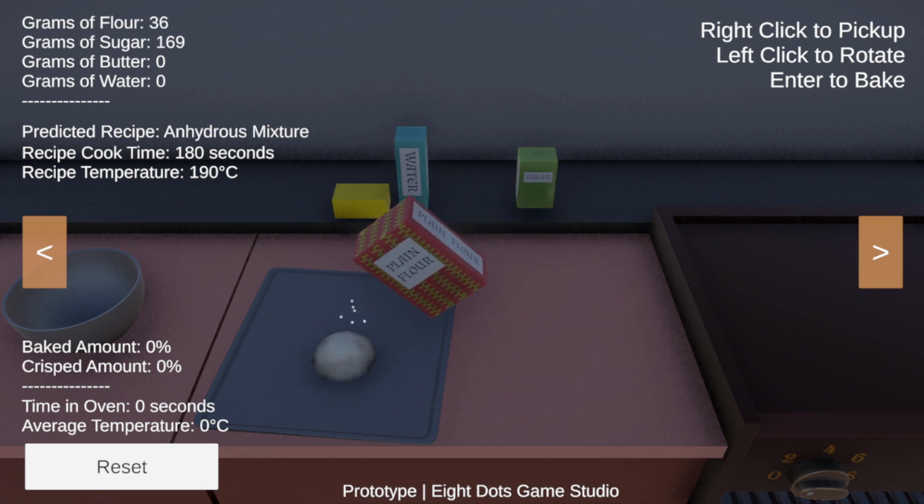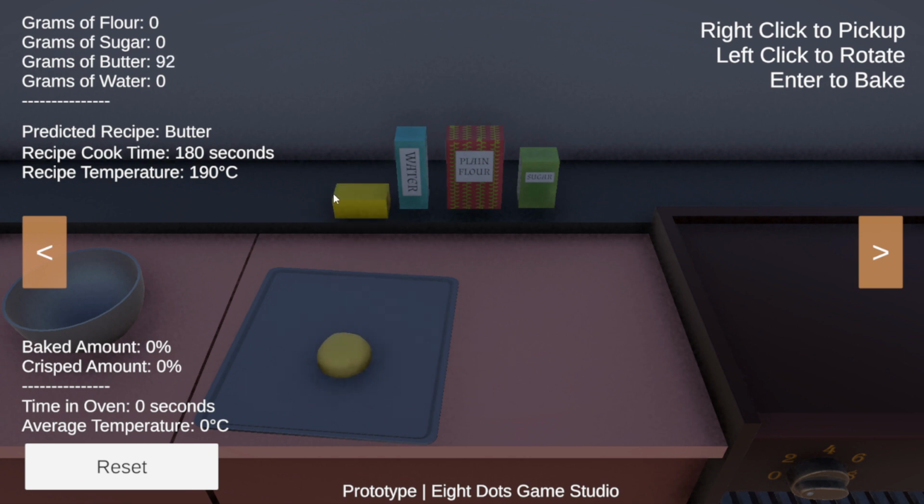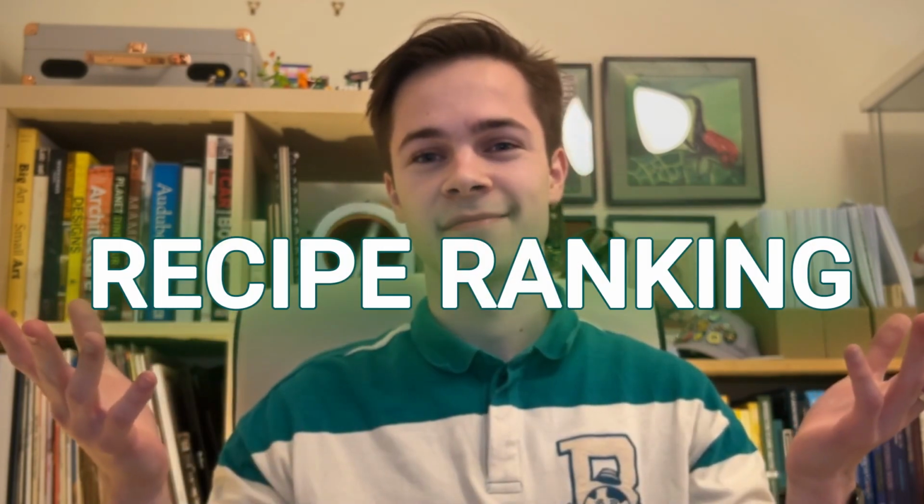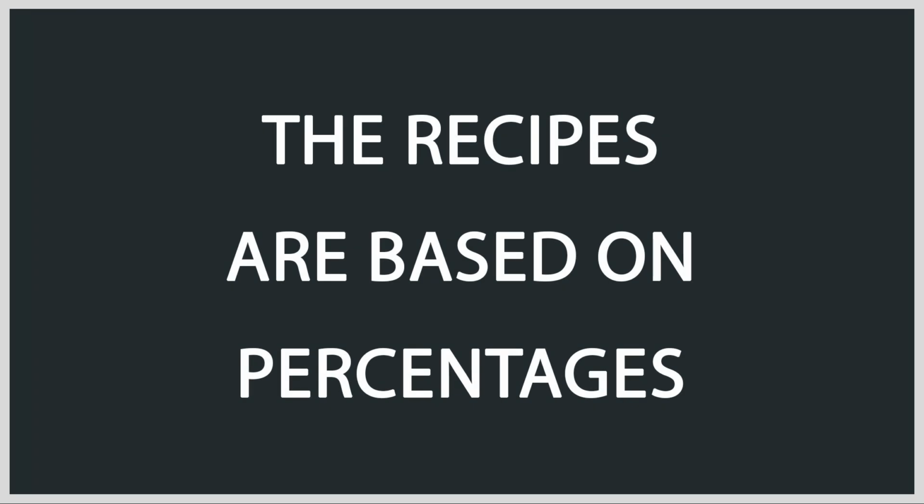For example, you can mix flour and butter in a 1-to-1 ratio to create a roux. But how can a computer work that out? As I see it, there are 2 components to this system, and the first is a recipe ranking. Similar to real-world baking, this game has recipes based on ratios, or rather percentages.